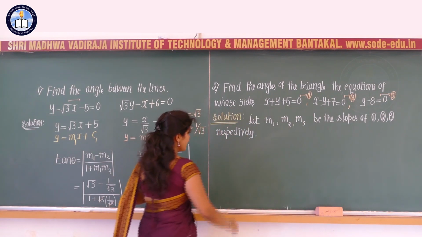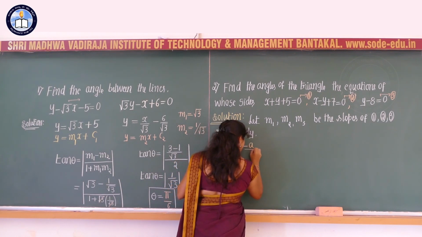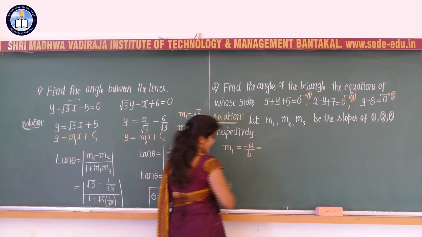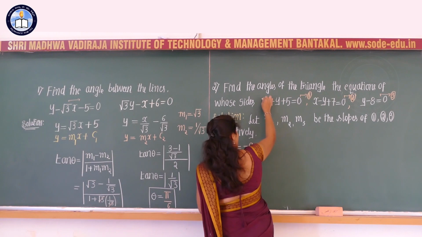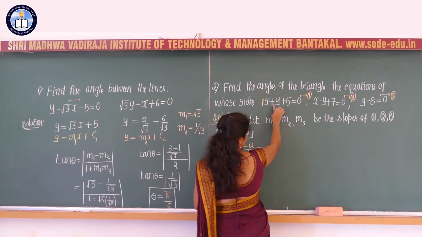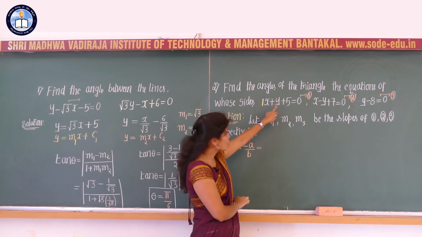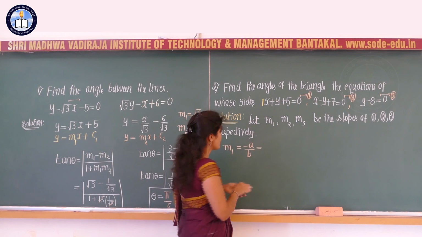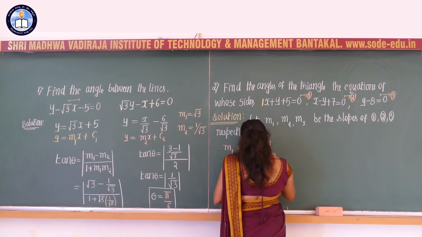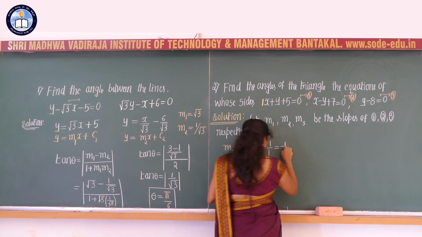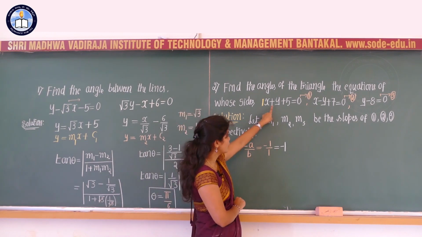So what is m1? Slope is given by the formula minus a by b. For one of the slopes, I will write the formula. m1 is given by minus a by b. What is the value of a? 1 into x plus 1 into y plus 5 equal to 0. So the value of a is 1, and the coefficient of y is also 1. So minus a by b means minus of 1 divided by 1, that is minus 1. Clear? So directly you can write m1 is equal to minus 1 if you know the formula.